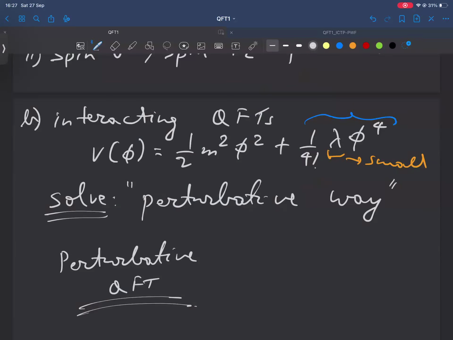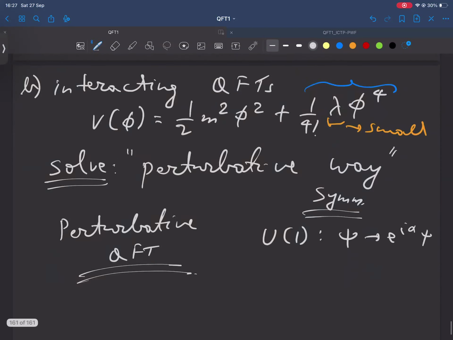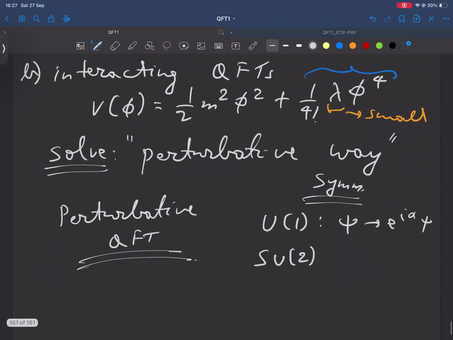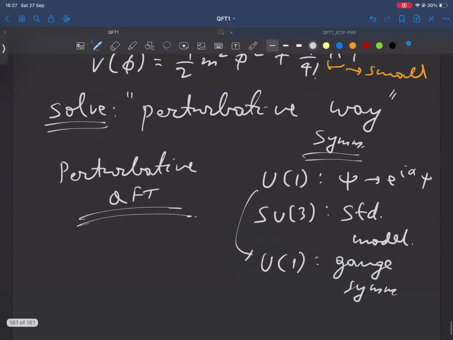And another thing is, from the point of view of symmetries, we looked at the E1 symmetry that acted on the spinors in this way. Now later you will look at SU3 symmetries when you study the standard model. And also you will look at U1 from the lens of gauge symmetries. So you will learn what gauge symmetries are, and then you will learn all these things.